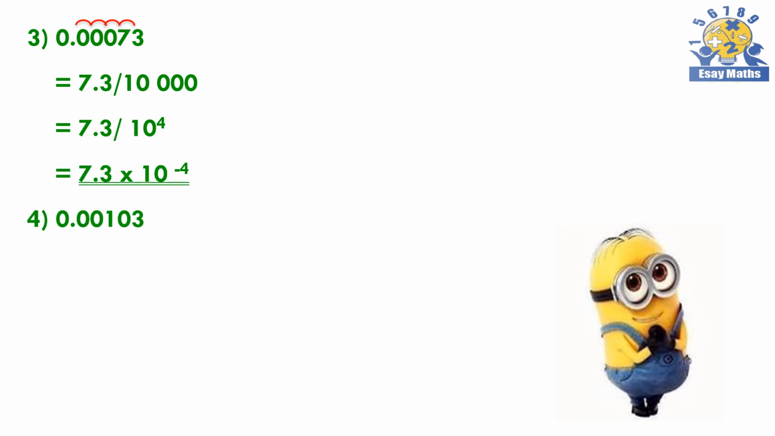Fourth one, 0.00103. I am going to find the answer using the easiest method. Then I should write it as 1.03. When we are writing that, we can't ignore that 0 because it's not at the end. We should write that 1.03. To obtain 1.03, we should shift the decimal point 1, 2, 3 times to the right hand side. Therefore, it should be with minus sign. Then the answer is 1.03 into 10 to the power minus 3.